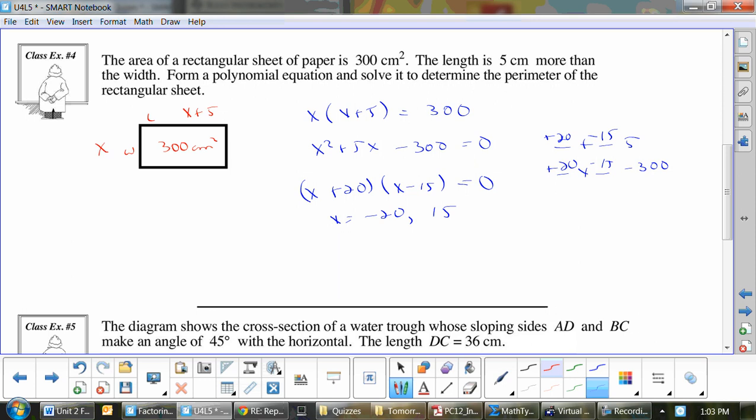Sometimes you will get two answers. Sometimes both of them are right. Sometimes one of them is right. Sometimes none of them are right. You need to go back to your original to see, is negative 20 a possibility? What step did I miss?